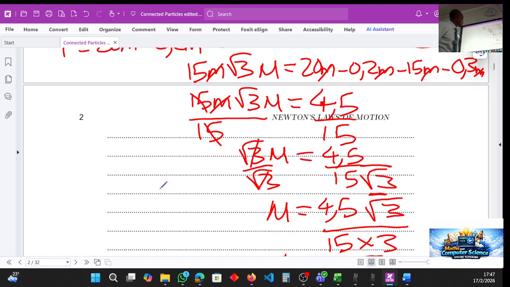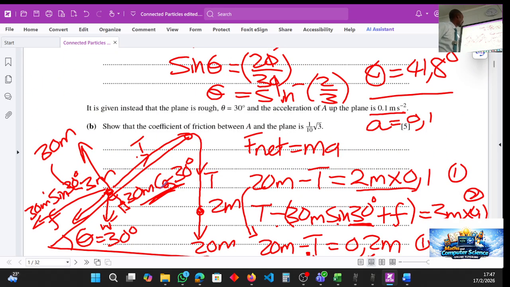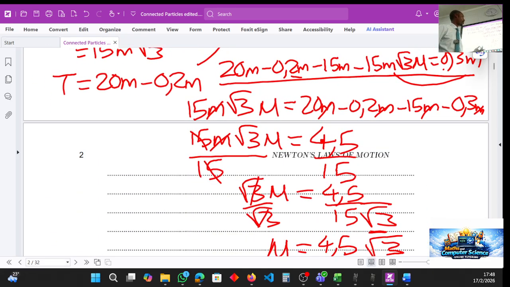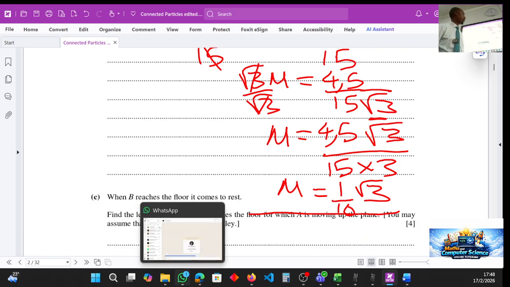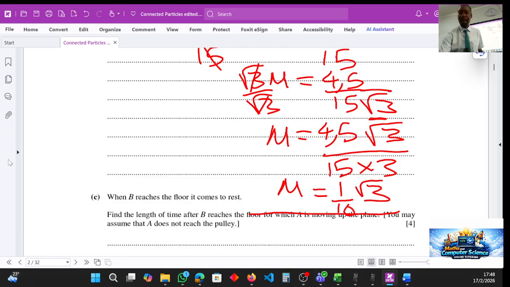We can check above to see what we were interested in confirming: 1 over 10 root 3. So we've confirmed the value of 1 over 10 root 3. Thank you. That was the first part of applying what we learned from the few notes that I gave you guys. All right.